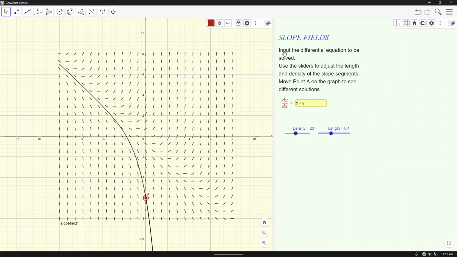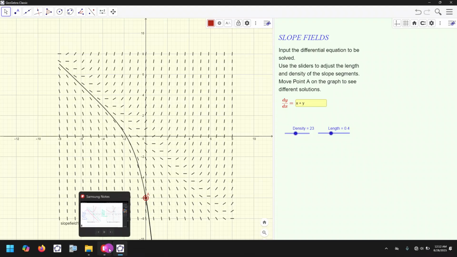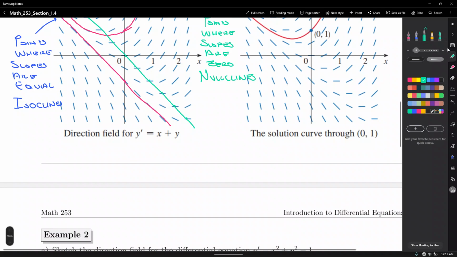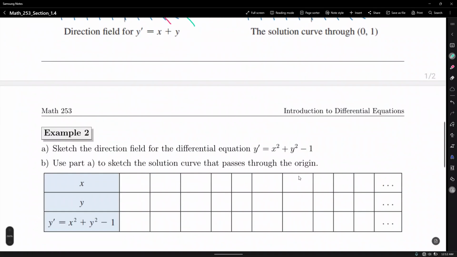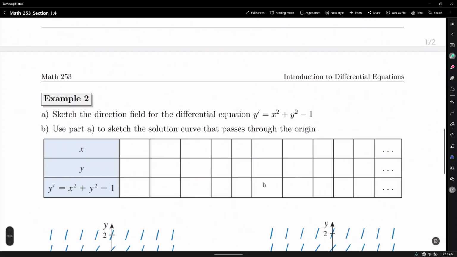Let's go back to the notes and look at one more example. Coming back to the notes, example number 2: Sketch the direction field for the differential equation y prime equals x squared plus y squared minus 1.